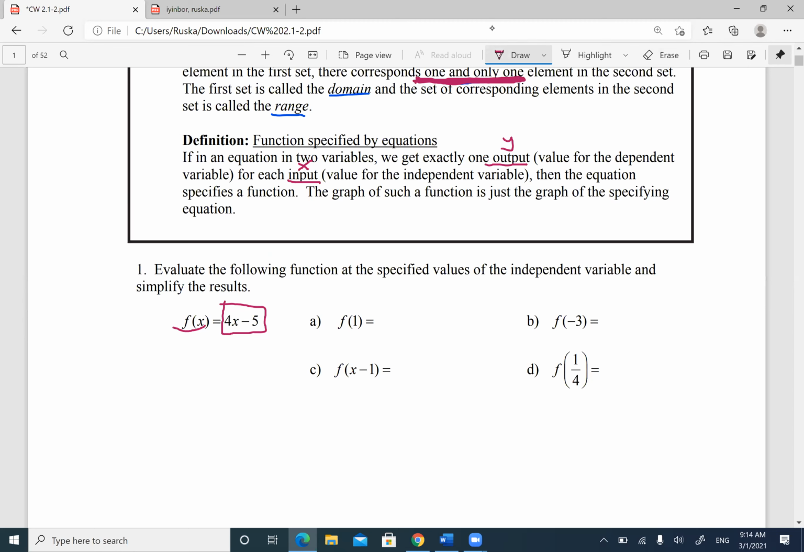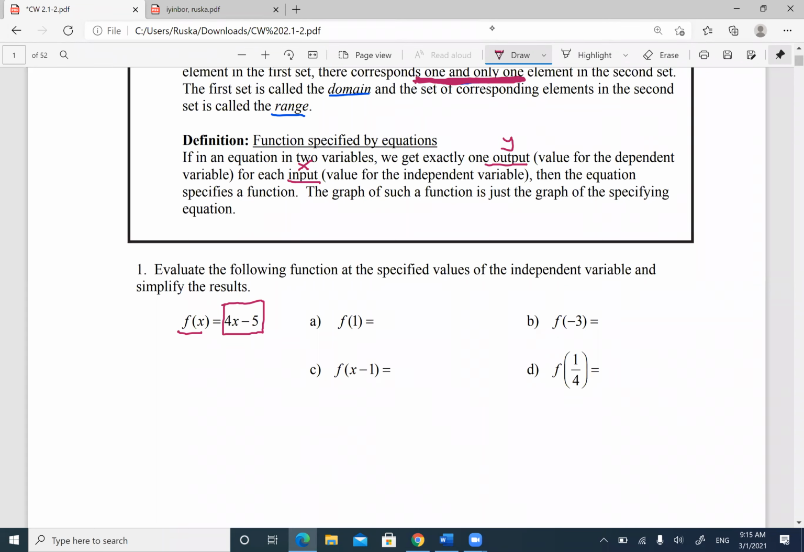Okay. Thank you. Okay. So here we have the equation of the function. f of x means we have the function f of x, and then after the equals sign is the equation, 4x minus 5. So that means this function is multiplying 4 times x, each of the elements, and subtracting 5. So this is what this function is doing. Multiplying each x by 4 and subtracting 5.